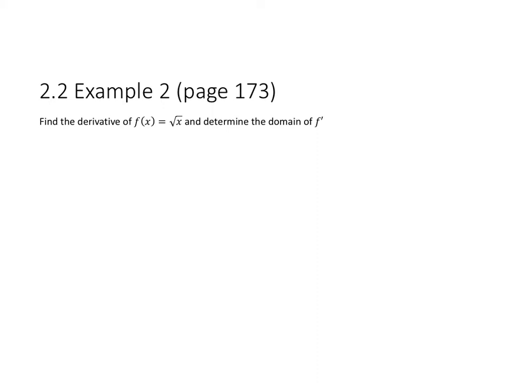Example 2 on page 173 asks us to find the derivative of f of x equals the square root of x, and then determine the domain of f prime. So again, first we're going to use the formula, the limit as h goes to 0 of f of x plus h minus f of x all over h. If you want to continue to use the c, you can. I find it a little easier to just use x's, but whatever you want. And the first thing I like to do is to write out f of x plus h. That's the square root of x plus h.